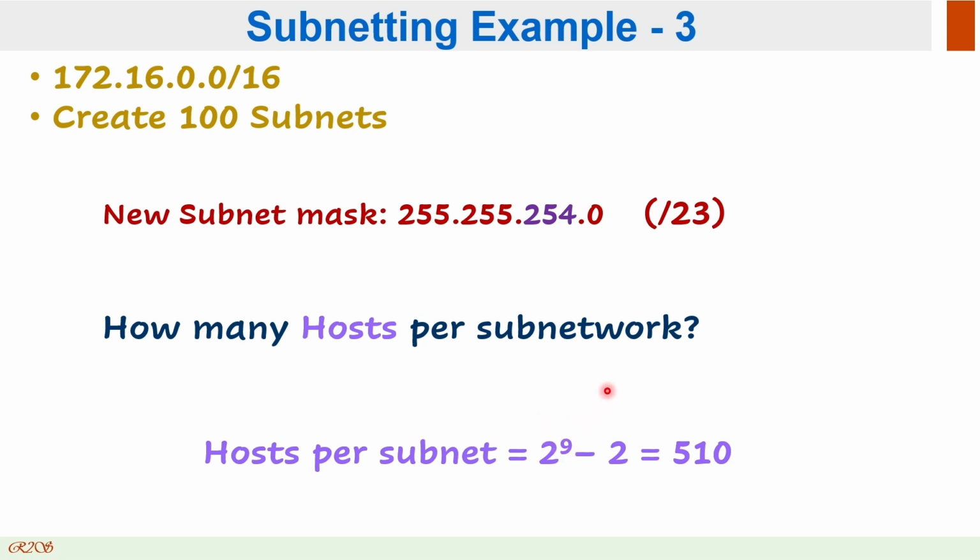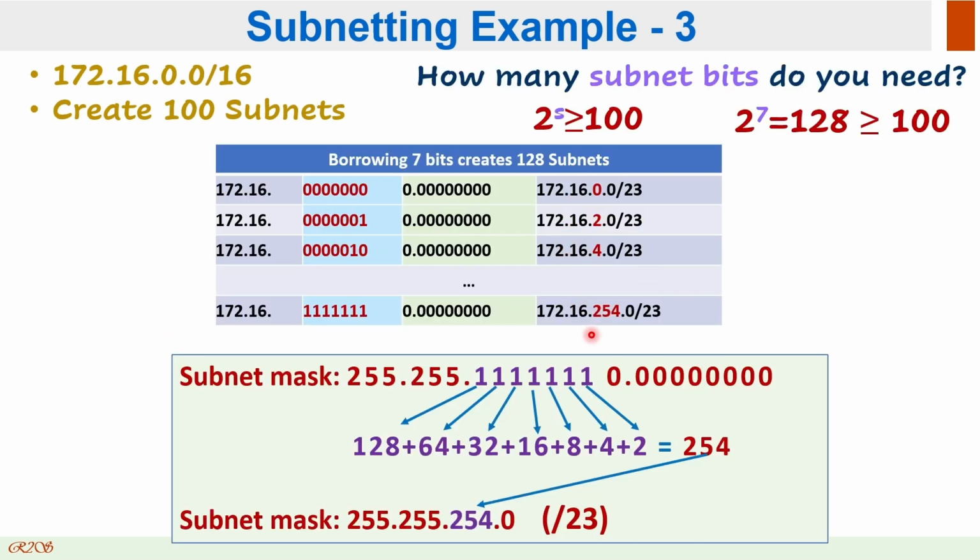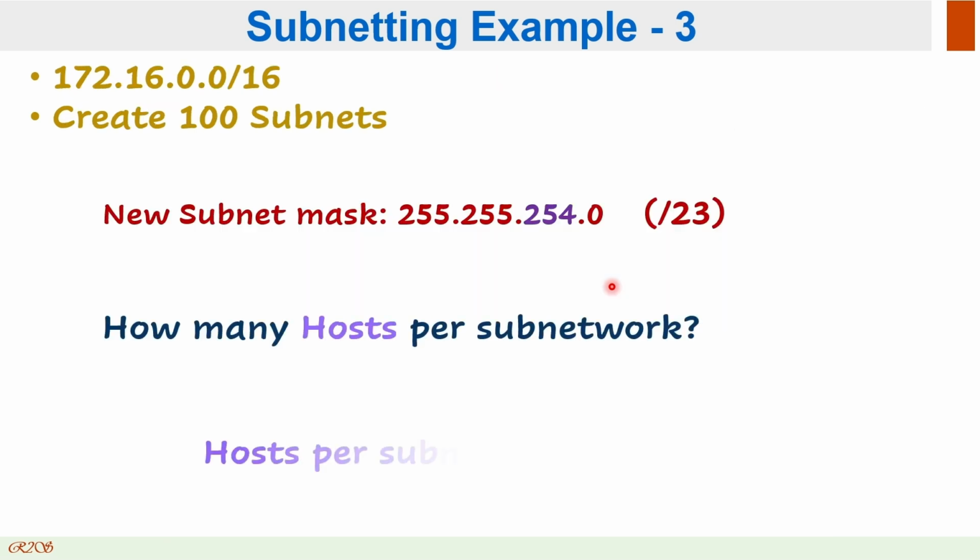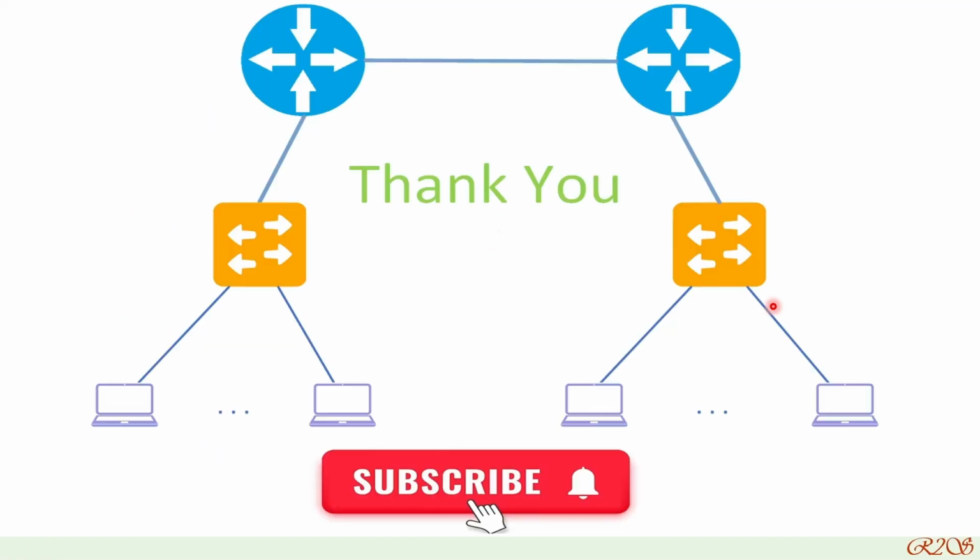The 8 bits from the rightmost byte, and 1 more bit in the second rightmost byte because we borrowed the 7 bits. So you can say 32 minus 23, which is 9 bits for the host. So 2 to the power 9 minus 2, which is 510. So each of these subnetworks could have 510 hosts, 510 usable IP addresses.